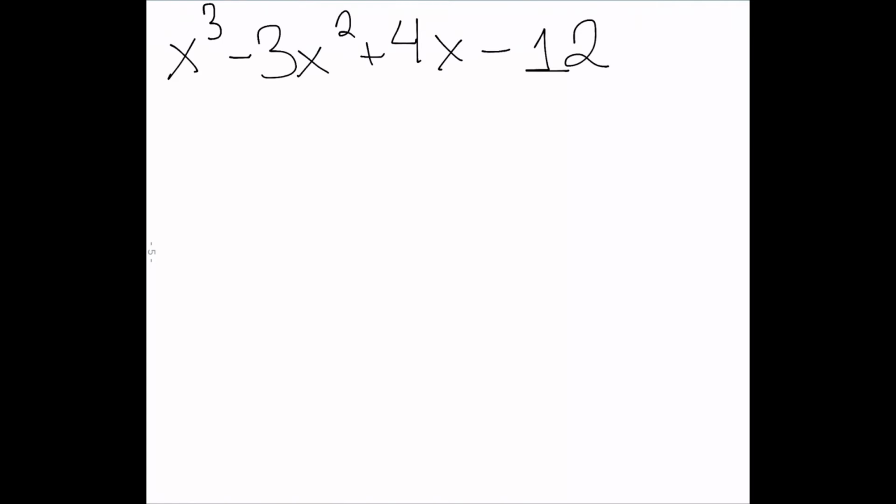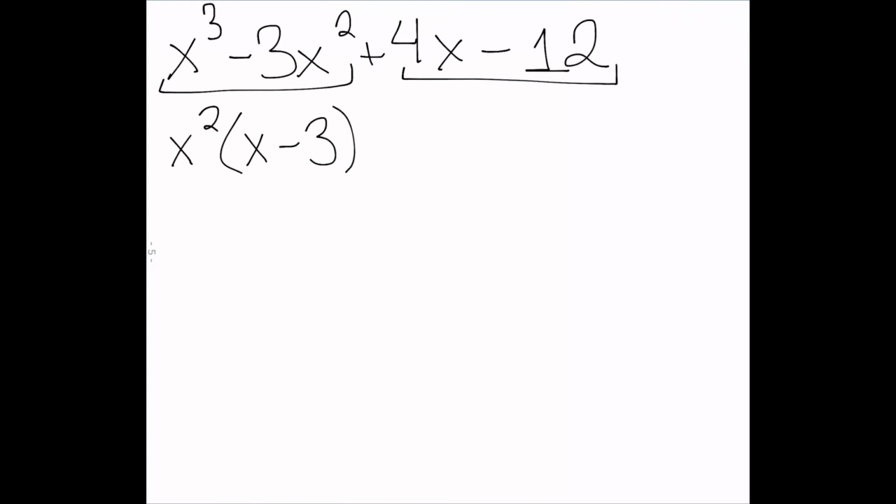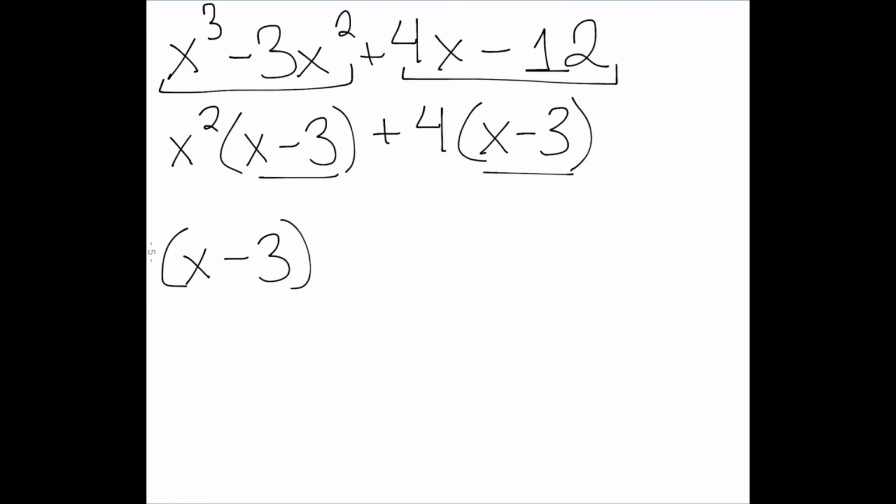Essentially what this does is it breaks the polynomial up into two groups. And we factor there. The first two have an x squared in common. I'm left with x minus 3. The second two have a 4 in common, and I would be left with x minus 3. I can now see they have an x minus 3 in common, and I'm left with x squared plus 4. Factoring by grouping is a really helpful method whenever we have 4 different terms in our polynomial.